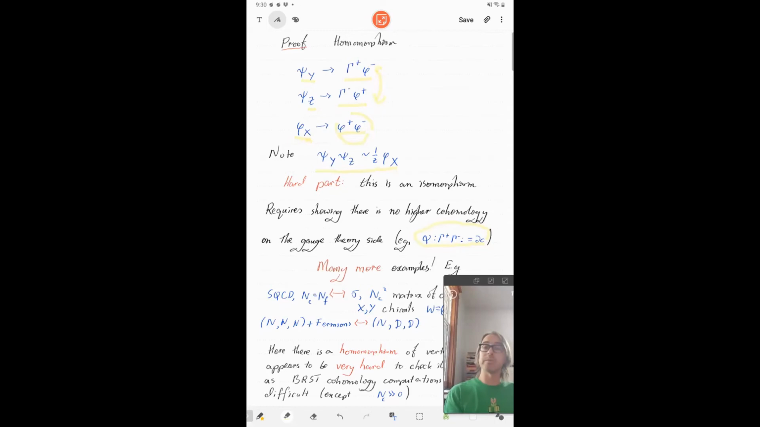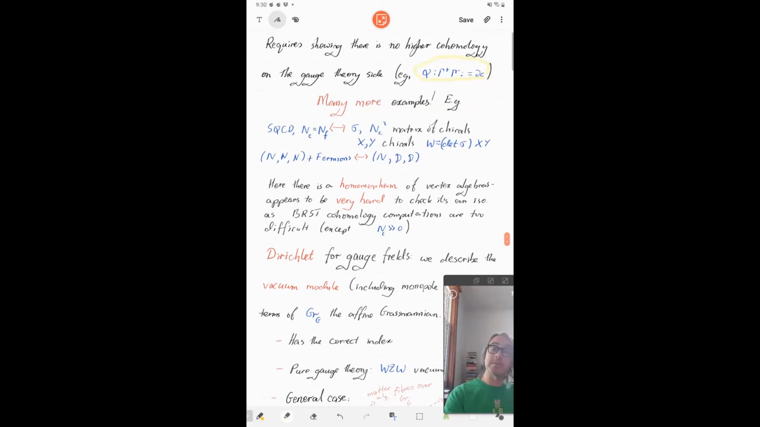So it's at this point where things become difficult in more general cases. Because you would like to be able to prove the same kind of thing for other dualities, like Aharony duality, which is a special case. One example would be, I take SQCD with N_c equals N_f. On the other side of the duality, I find a theory without gauge symmetry. So I have an N squared matrix of chirals and two other chirals, and then this superpotential. And then Dimofte, Gaiotto, and Paquette argued that there was an equivalence of boundary conditions like this. So what we can show is that there's a homomorphism.